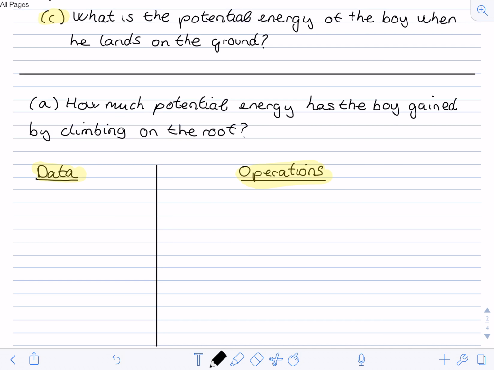So let's do that part first. Part A: how much potential energy has the boy gained by climbing onto the roof? So we know the boy has a mass of 30 kilos.